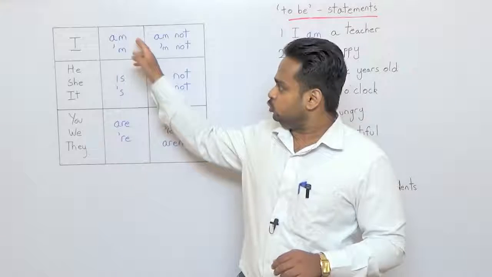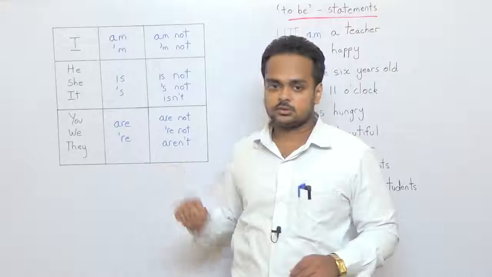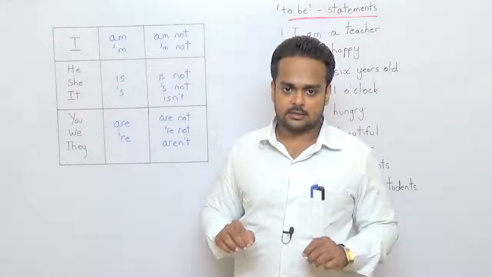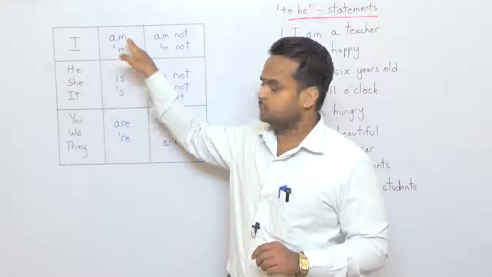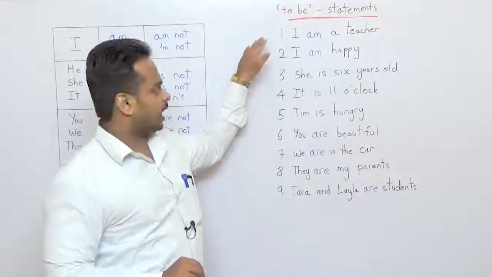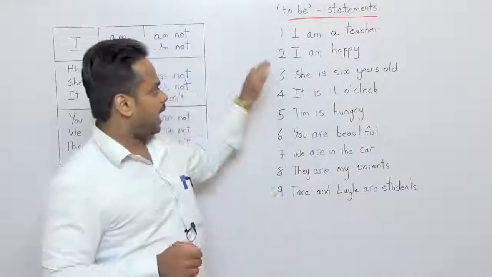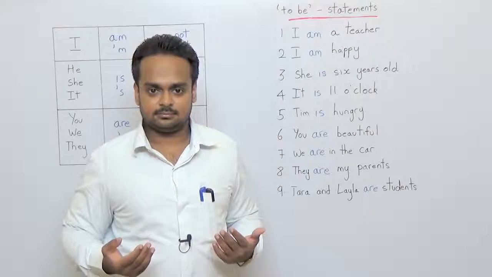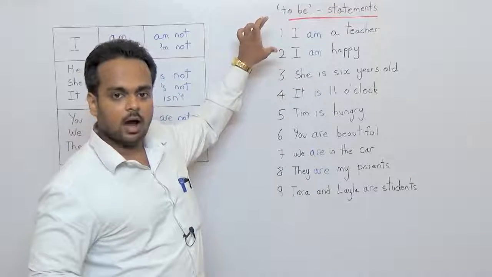Now, which one you use, am, is, or are, depends on the subject of the sentence. The subject is who or what is doing the action in a sentence. So if the subject of a sentence is I, then you will use am. Like in these examples, I am a teacher. Or I am happy. So if I'm smiling, I would say I am happy. Now we're using am because the subject is I.